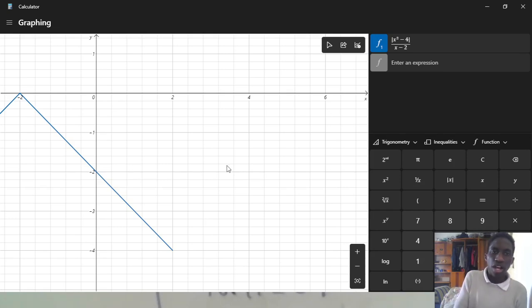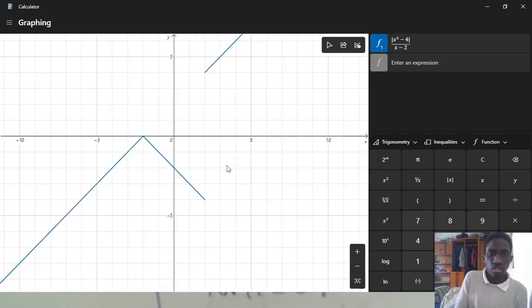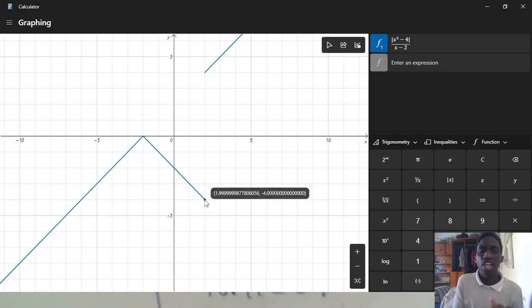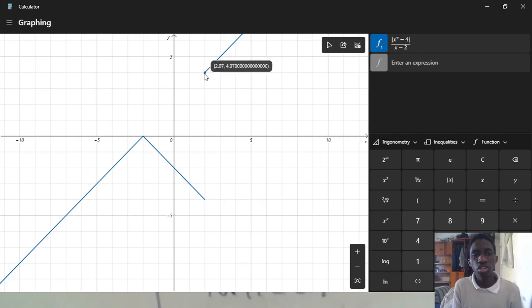If I zoom out, you'll see that this graph has actually broken. I don't know if you've come across a graph like this, but this is a type of graph that has a jump. We call this kind of thing a jump. It has a jump at -2. This jump occurs because it has two different limits, two different one-sided limits.